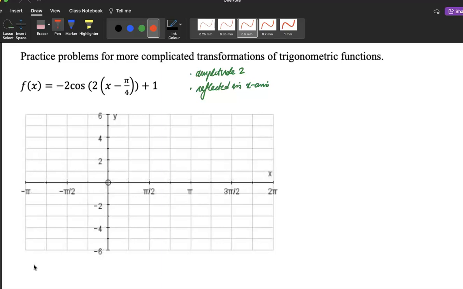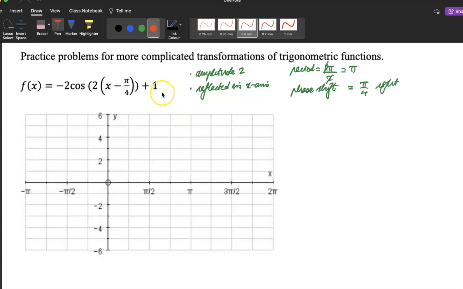And what's the period? In this, all my questions are with respect to this. Pi by 4? 2 pi divided by the coefficient, right? 2. So period is pi. What is the phase shift, or the horizontal shift? Pi by 4, to the right. Right.